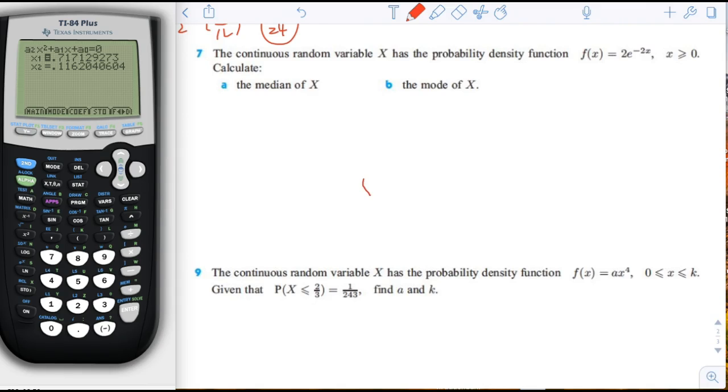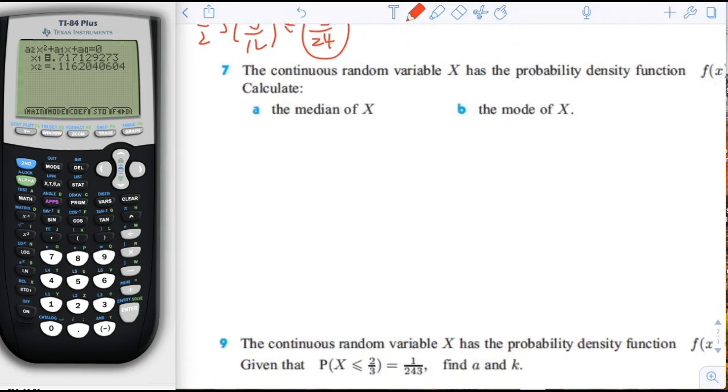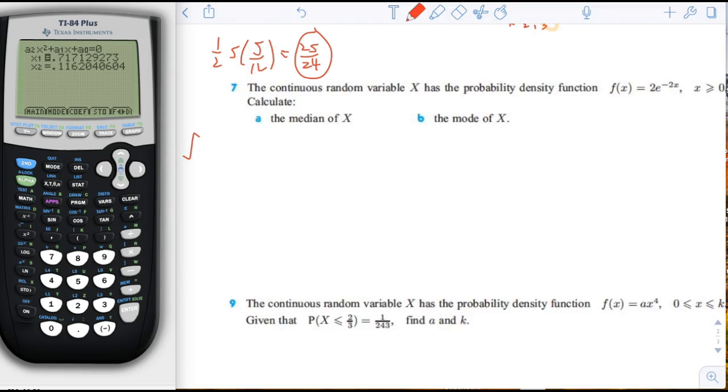So first we're going to calculate the median. The way we do that is just what we did last problem. We take the integral of 2e to the negative 2x, which is the PDF, and we take the integral from 0 to m, which is the median, and we calculate when that equals 0.5, which is half the area under the curve. One thing that's different about this from the last problem is, do you notice that the domain of this problem doesn't have a maximum?